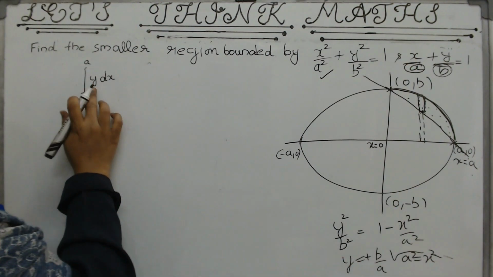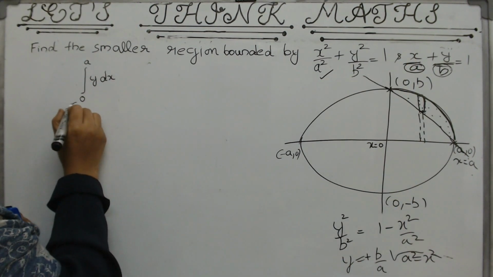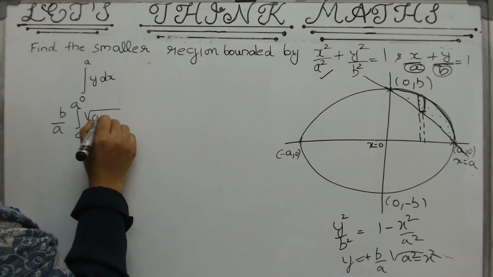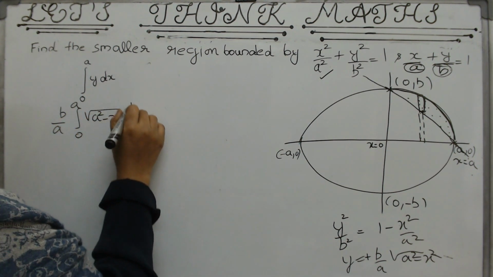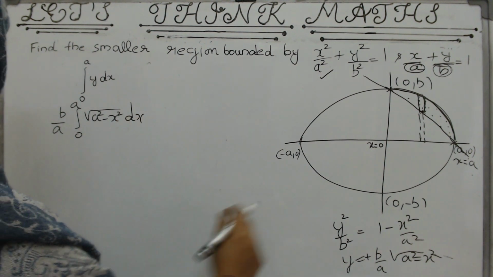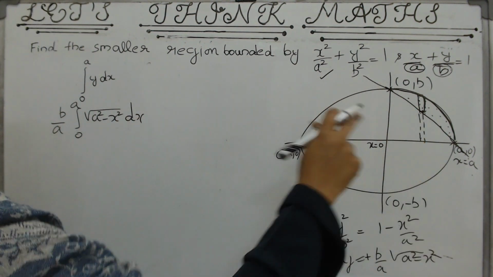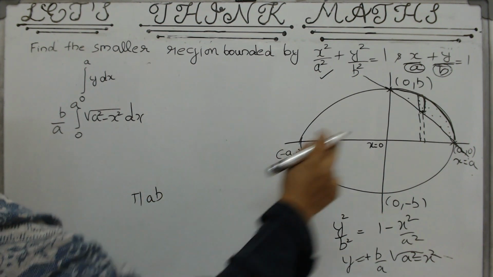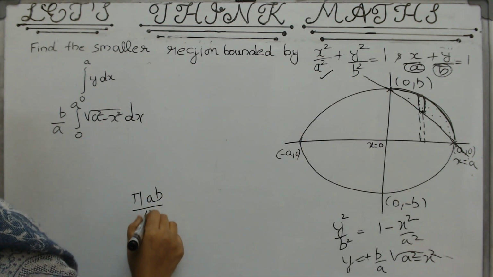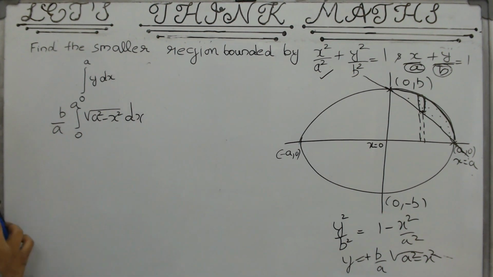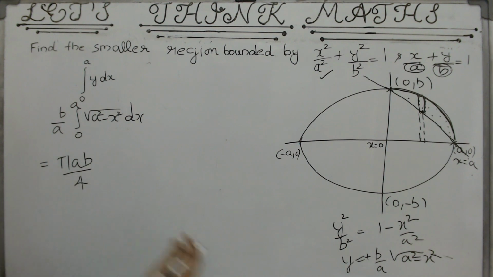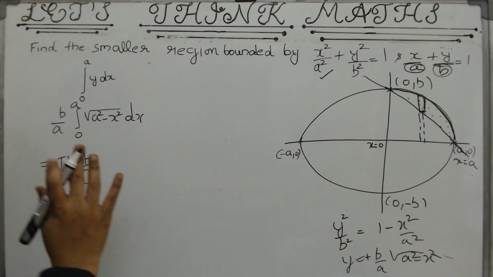This y is what? Now, do you remember, this was the first question we did. What did we find out? The area of the whole ellipse was πab, and just a quarter of it was πab/4. So this actually is πab/4. You can just refer to the first question. That is what we found out.